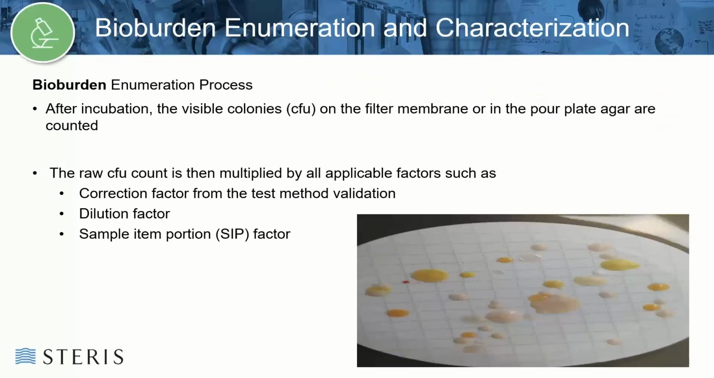After incubation, the visible colonies, or CFU, on the filter membrane or in the pour plate agar are counted. The raw CFU count is then multiplied by all applicable factors, such as the correction factor from the test method validation, any dilution factors, and accounting for the sample item portion.